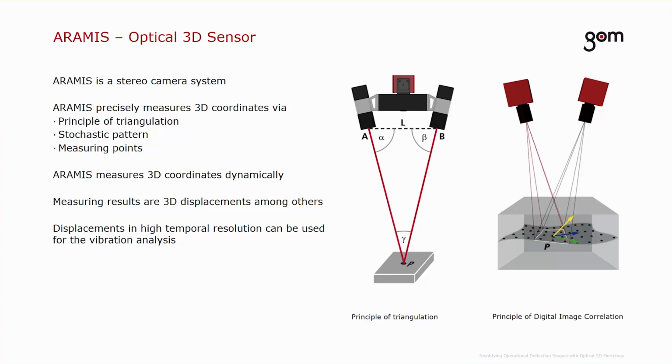On the other hand, we can also work with a pattern-based approach that uses the black and white color pattern information that we apply onto the part by spray painting it, and we can use it to match corresponding areas in the left and right camera image, and thus also get 3D coordinates over time. So that means Aramis measures dynamically depending on the camera speed that is possible, and from these dynamic 3D coordinate measurements we can derive 3D displacements with a high temporal resolution for the vibration analysis.